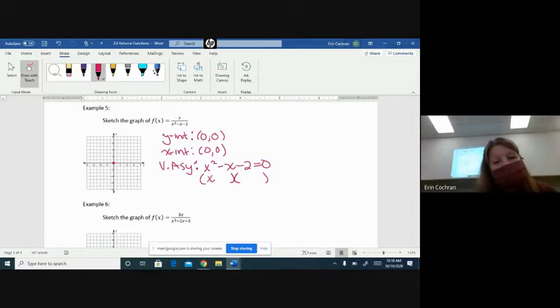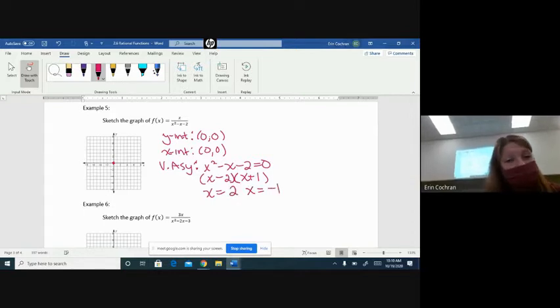X. Yep, x minus 2 and x plus 1. So my vertical asymptotes are x equals 2 and negative 1. So at 2, we have a vertical asymptote, and at negative 1, we have a vertical asymptote. So we know we're going to have graphs in the middle of those asymptotes and one on each side of those, don't we? Okay. Now we've got to find our horizontal asymptote.